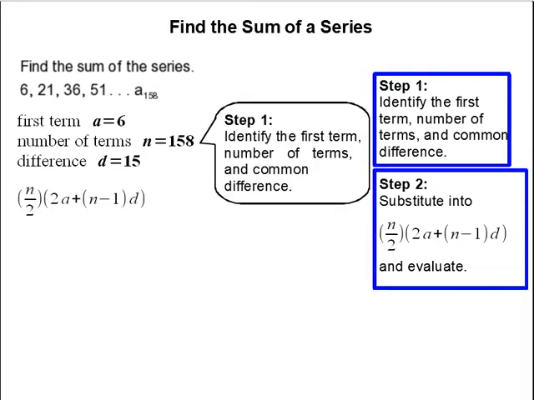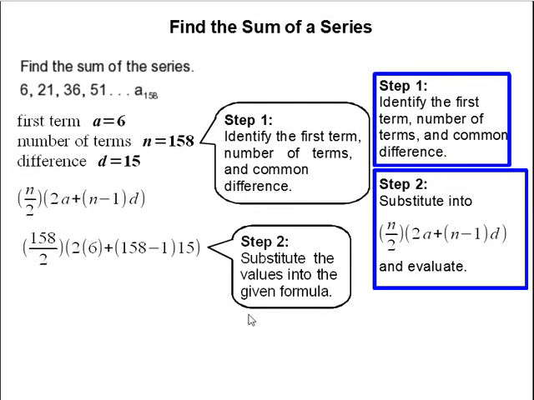Step 2. We are going to substitute this into a formula that will get us the sum of the series. And now that we have the values that we need, we simply substitute them in for N, A, and D. And then we evaluate.